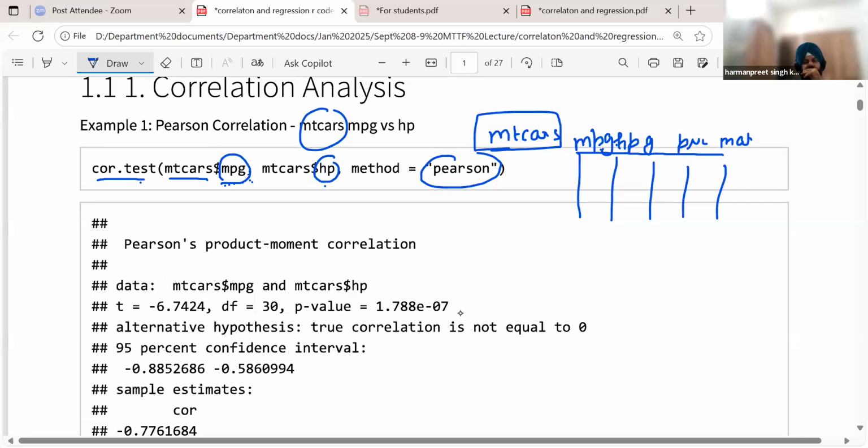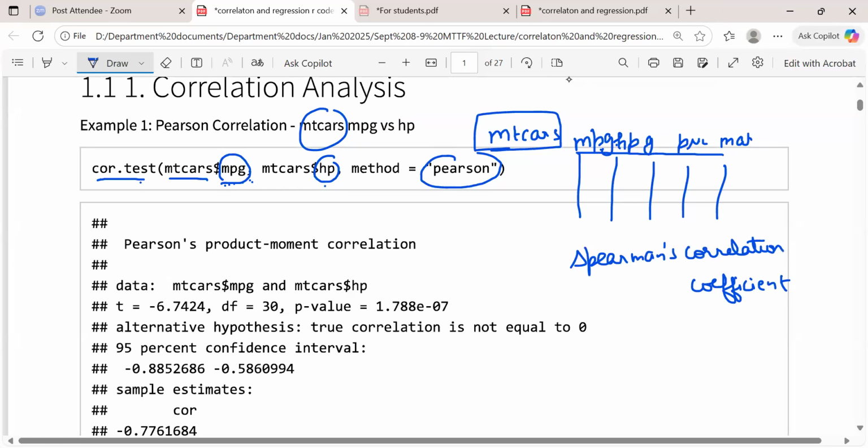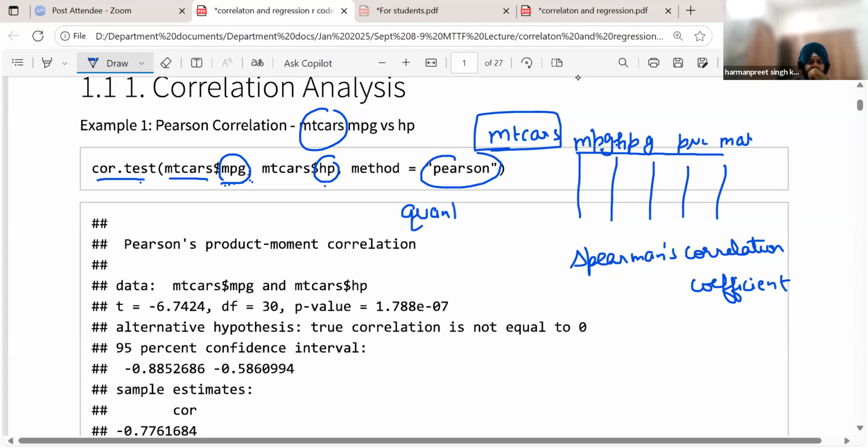Can anyone tell me whether they have heard about the Spearman correlation coefficient or not? And what is the difference between these two terms? Can you give me a brief layman explanation of Spearman correlation coefficient and Pearson correlation coefficient? Okay, let me explain to you. The Pearson correlation coefficient is used when we have a quantitative data set. Quantitative means we have variables, mileage per gallon, horsepower, that can be quantified from the machinery of the cars.